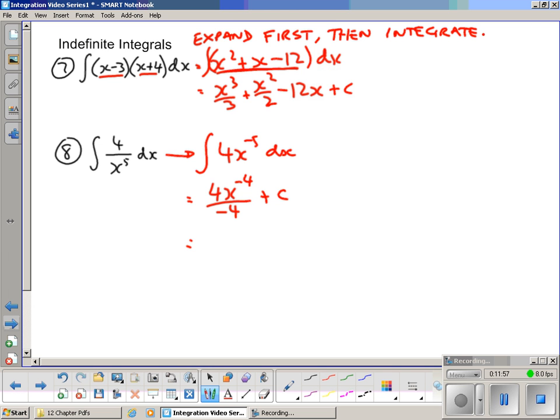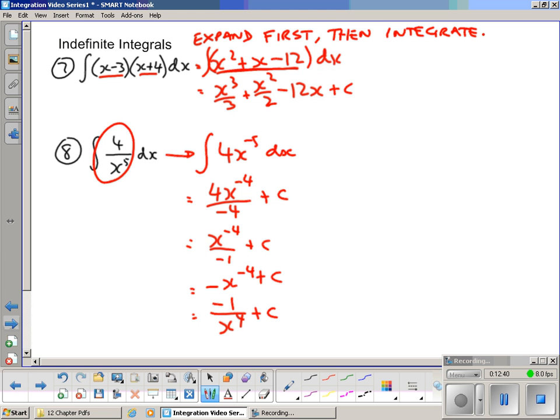We'll neaten that up a little bit and get the 4's cancelling out here. So we'll actually get x to the minus 4 over minus 1, plus c. And then to neaten that up even further, we'll put the minus in front of the top of that fraction instead of the bottom. We get minus x to the minus 4 plus c. Now our original here was in fraction form, so let's turn this back into a fraction. We can make that minus 1 over x to the 4 plus c. And we've got it nice and neatly back into the same format as our original question.